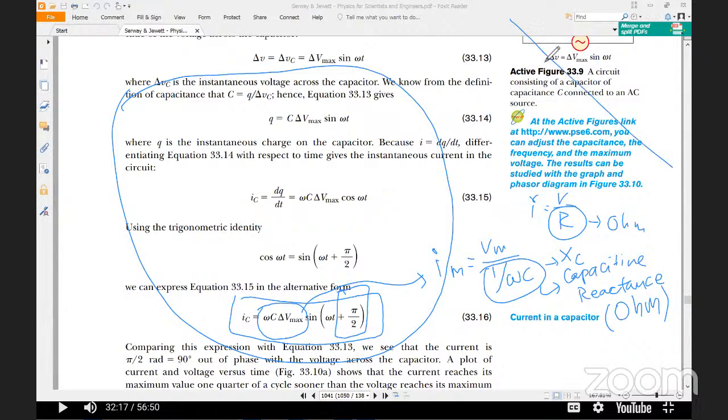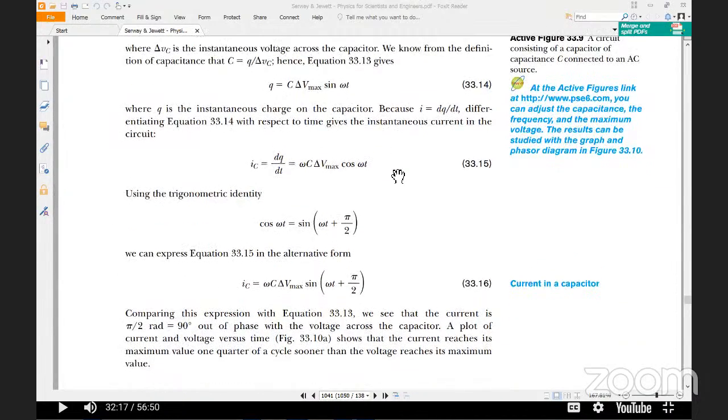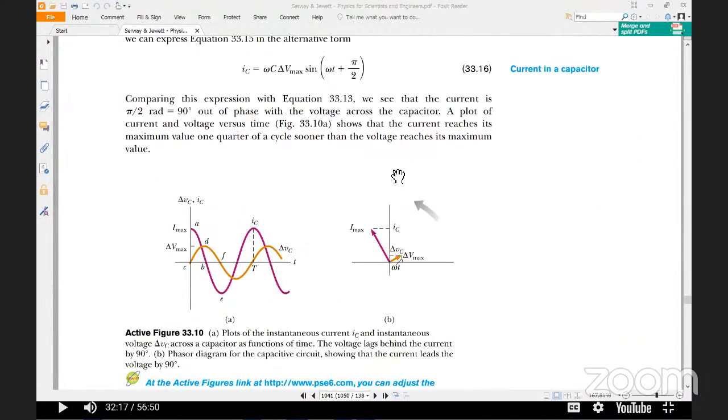Okay, now we should see the graphical expression. Now the lag one is the voltage. The voltage lags behind the current. Jadi fase tegangan tertinggal 90 derajat terhadap arus. Kalau tegangannya di sini, maka arusnya sudah di sana.